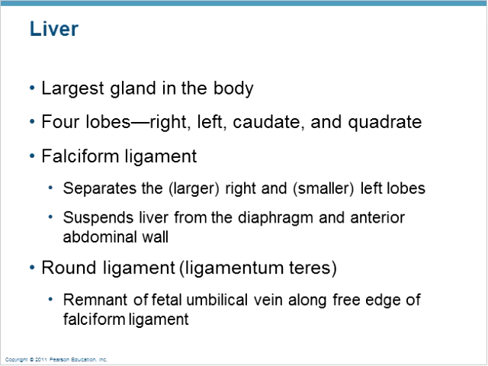The liver. The liver is literally the largest gland in the body. Say that fast 3 times. The liver is literally the largest gland in the body. It has 4 lobes: the right, left, caudate, and quadrate.